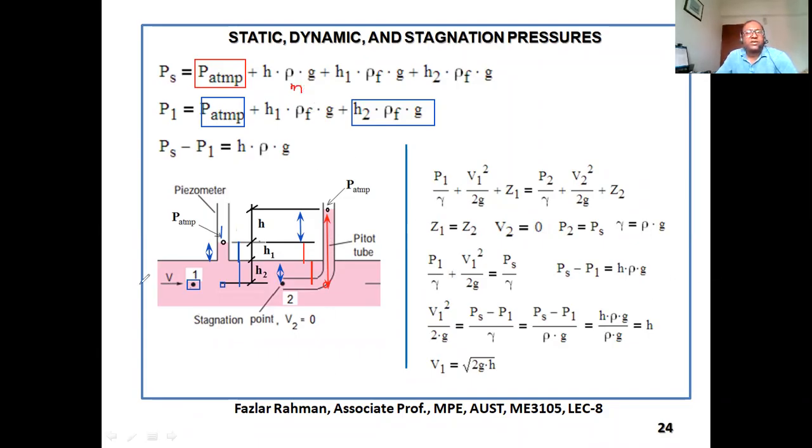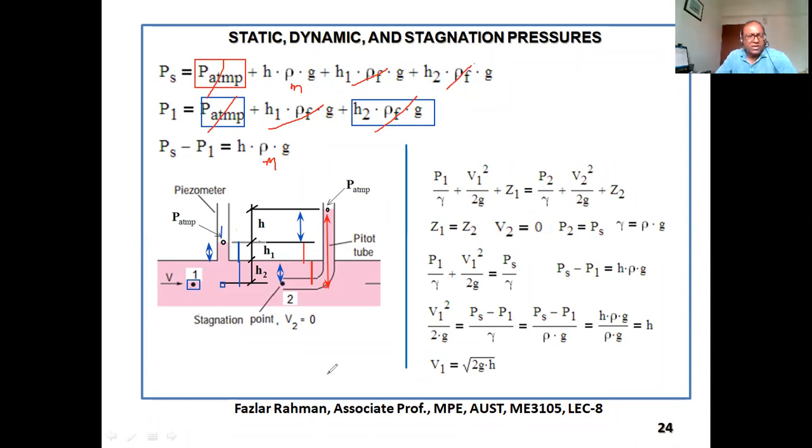Now, you figure out the difference, PS minus P1. Then you see this value will be out, and H1, this one will be out. If you subtract this one, this will be out. So you remain with only this one, H rho M G.